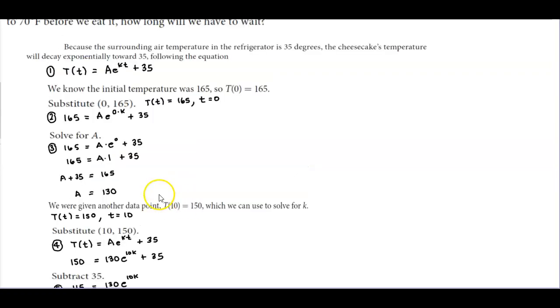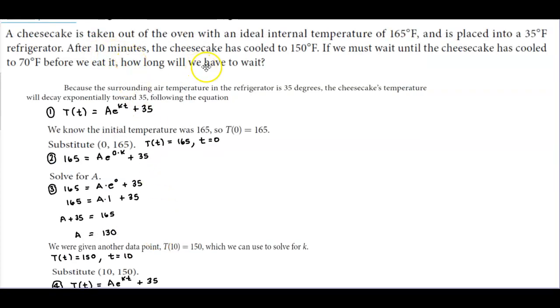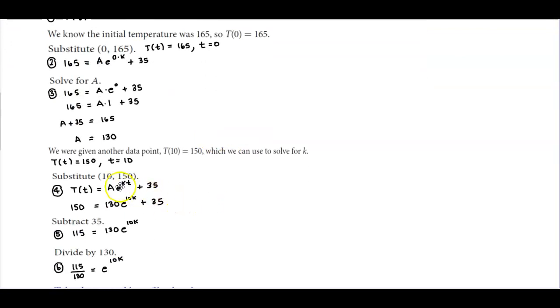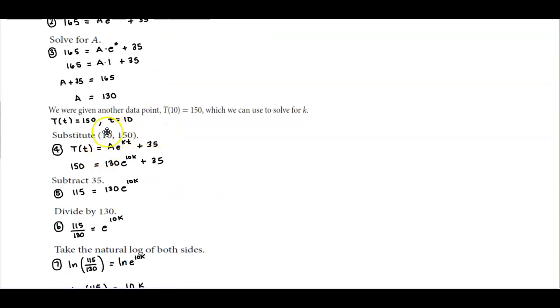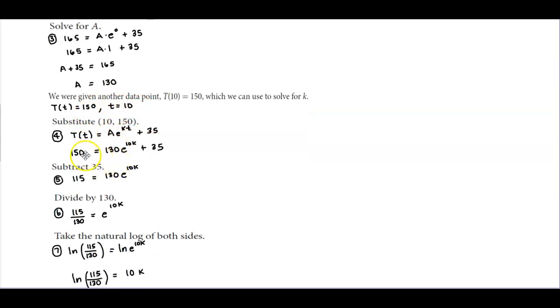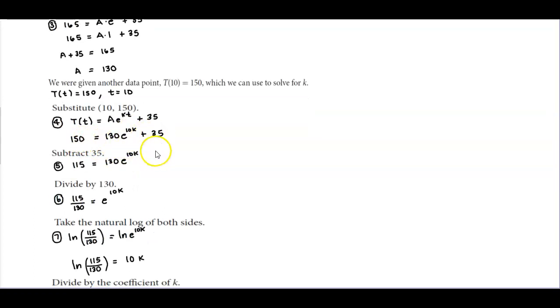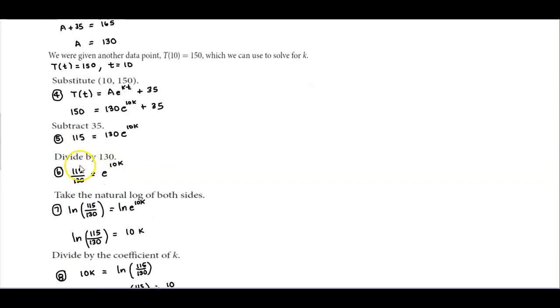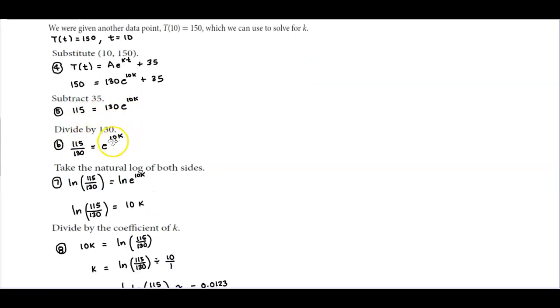Now, we were given another point, because it's telling us that after 10 minutes, the cheesecake has cooled to 150 degrees Fahrenheit. So now we can go ahead and find the value of k by plugging in that other point. T(t) is going to equal 150 and t is equal to 10, now that we know the value of A. So we have 150 = 130 e^(10k) + 35. We subtract 35 from both sides to get 115 = 130 e^(10k), and then divide both sides by 130.